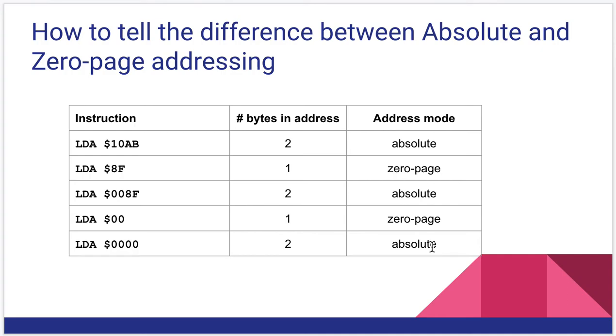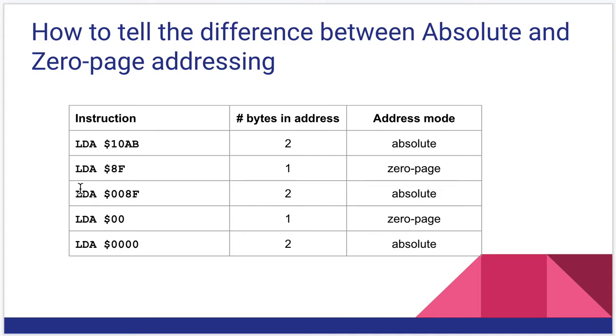So how do we tell the difference between absolute and zero page addressing? It all boils down to how many bytes are in that address. If it's a 2-byte address, it's absolute addressing. If it's a single byte address, it is zero page addressing. So here, LDA 10AB has 2 bytes, it's absolute. Here, LDA 8F has 1 byte, therefore it's zero page. Here we have LDA 008F, 2 bytes, so it's absolute addressing.